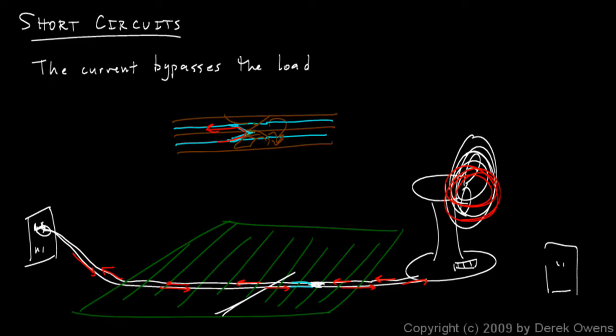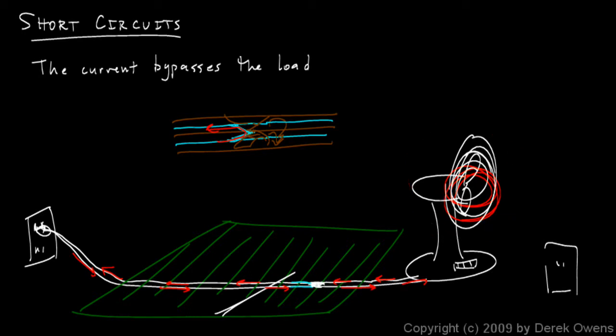Instead, this is what's called a short circuit. The electrons have taken a shorter path than they otherwise would have. That's why it's called a short circuit. And this can be pretty dangerous. Remember, these electrons have a lot of energy. They would have normally spent that energy in the fan.